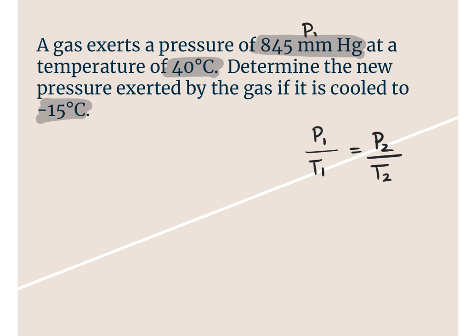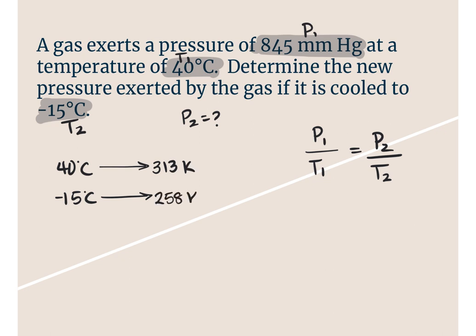So I've got my initial pressure, my initial temperature, my final temperature, and P2 is my unknown variable. First thing I have to keep in mind, I've got to get these 40 degrees and negative 15 degrees into Kelvin. I can't have them in Celsius. They've got to be in Kelvin for this problem. So 40 degrees becomes 313 Kelvin, and negative 15, 258 Kelvin. And remember, to get Kelvin, we're just adding 273 to our Celsius measurements.